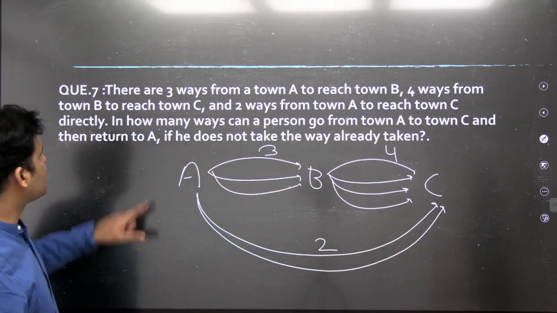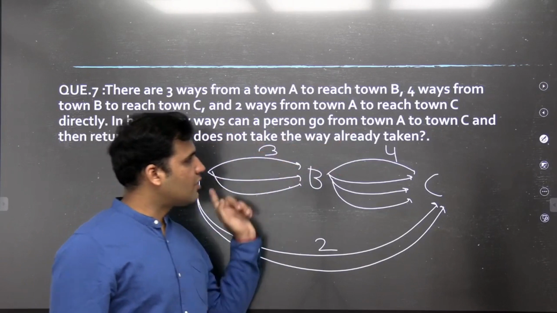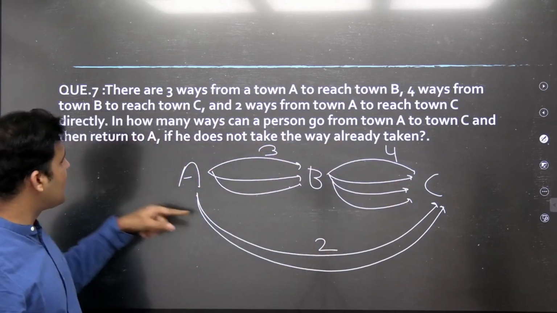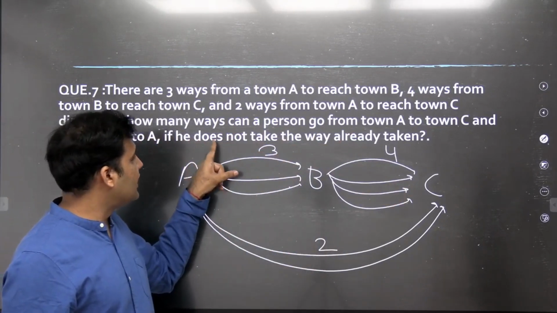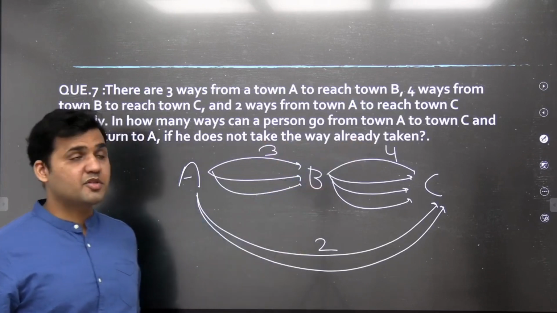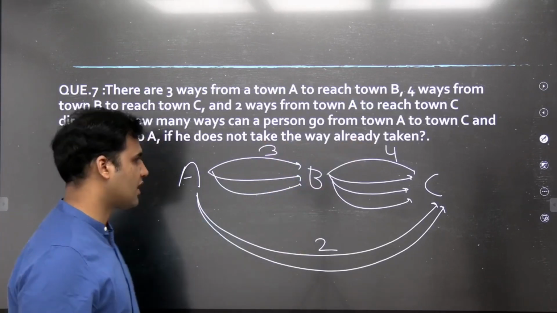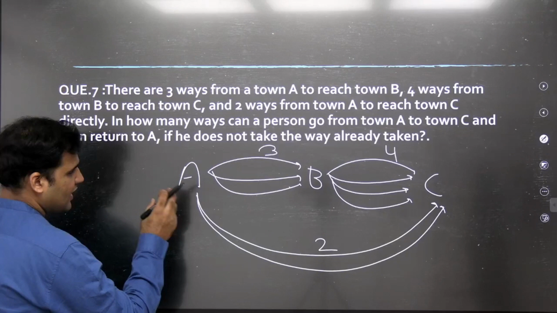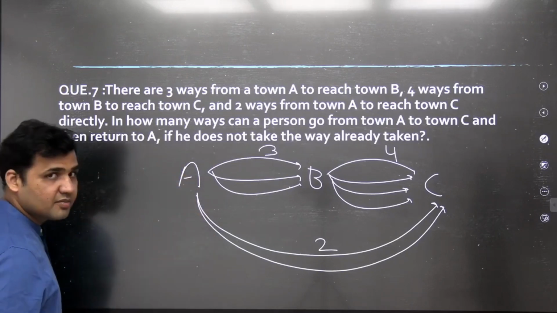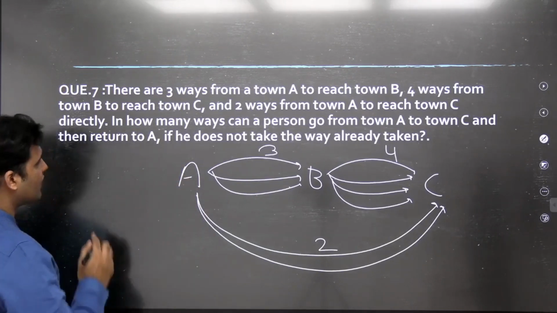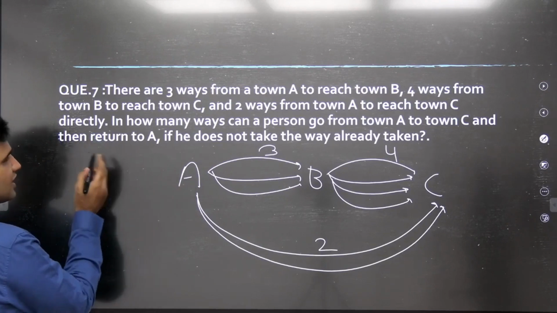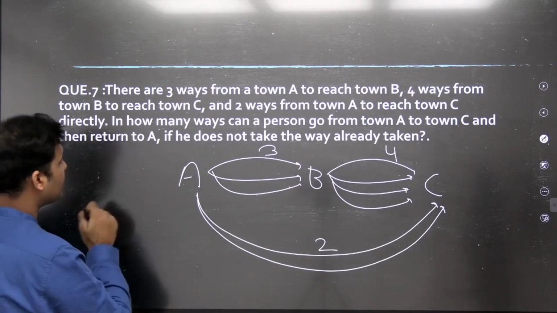Okay. Question says in how many ways can a person go from town A to town C and then return to A if he does not take the way already taken? अब इसमें है कि आपको वापस वही रूट यूज नहीं करना है. ओके, सो गाइस अभी यहाँ पे कितने कॉम्बिनेशन बढ़ेंगे, उन सभी कॉम्बिनेशन के बीच में और वर्ड आएगा. आपको रूट वापस वही यूज नहीं करना, तो वही कॉन्सेप्ट यूज होगा जो हमने अभी डिस्कस किया था.